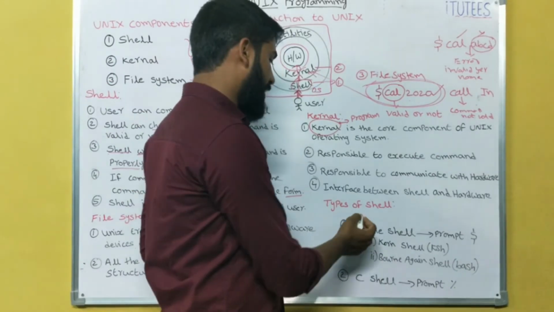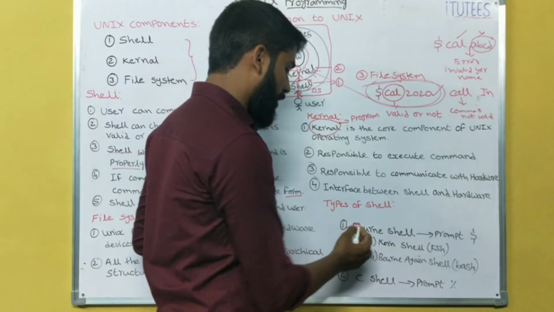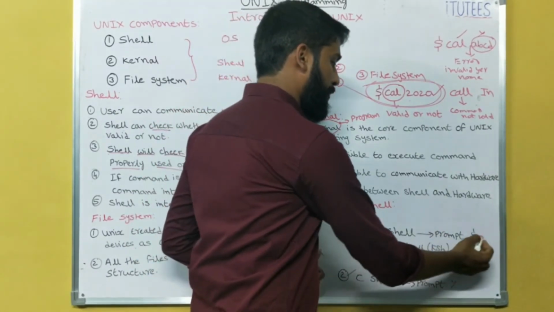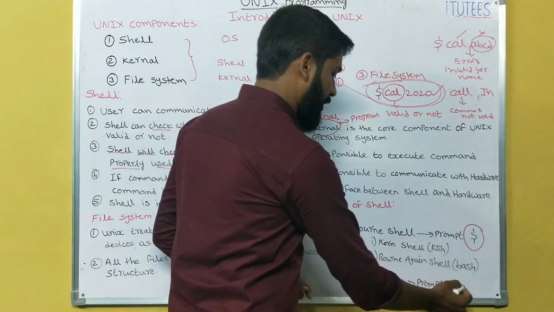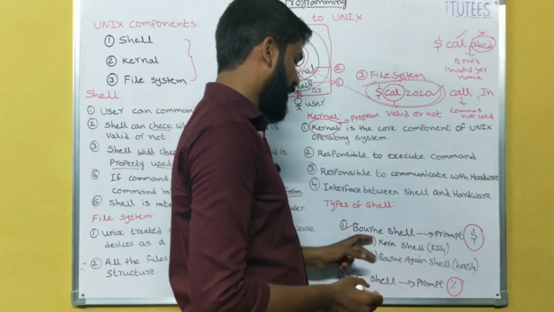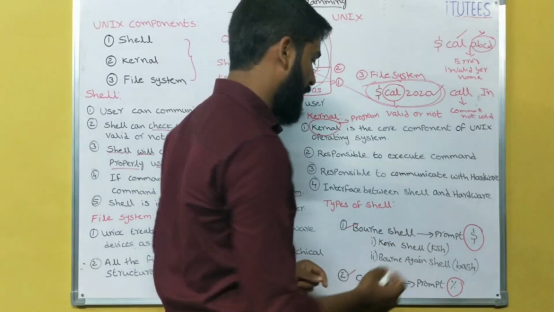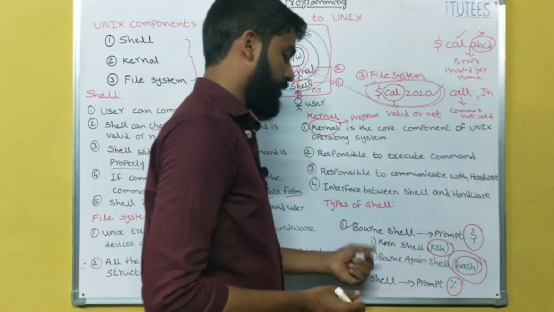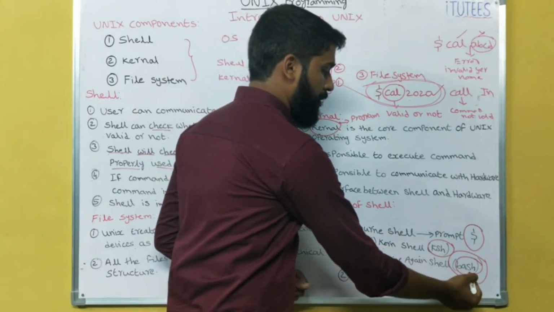We have different types of shells. There are two types of shells: one is Bourne shell, another one is C shell. The default prompt for Bourne shell is the $ symbol and the default prompt for C shell is the % symbol. Again, we have two types of Bourne shells: one is Korn shell, another one is Bourne Again shell. Korn shell is ksh, Bourne Again shell is bash. Nowadays Bourne Again shell is popular, so we can execute all our programs in bash shell.